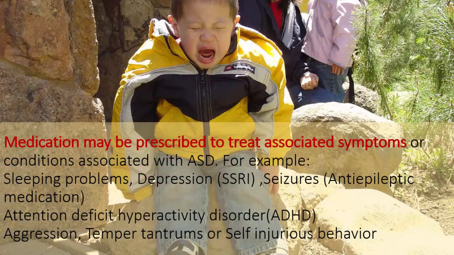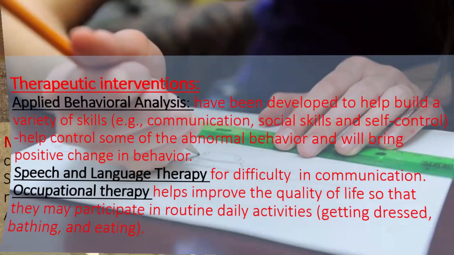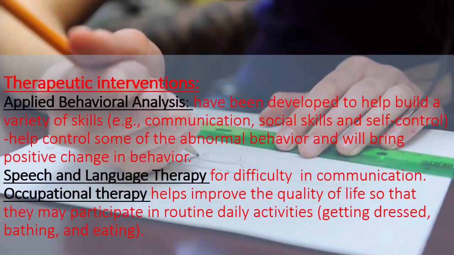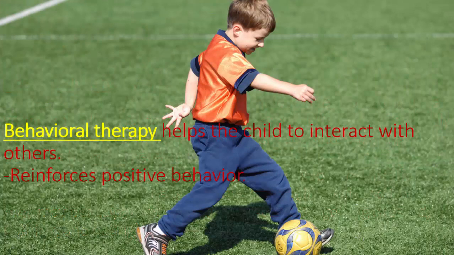Medications may be prescribed to treat associated symptoms or conditions associated with autism spectrum disorder. Therapeutic interventions such as applied behavioral analysis have been developed to help build a variety of skills. Speech and language therapy for difficulty in communication. Occupational therapy helps improve the quality of life so that they may participate in routine daily activities.